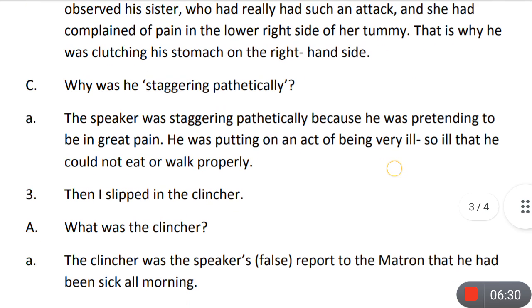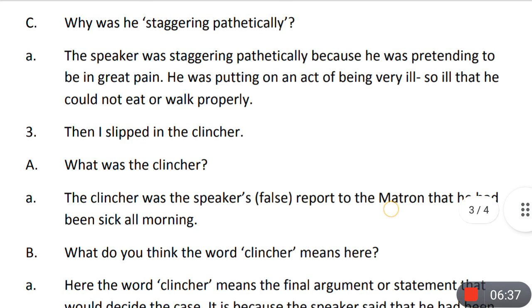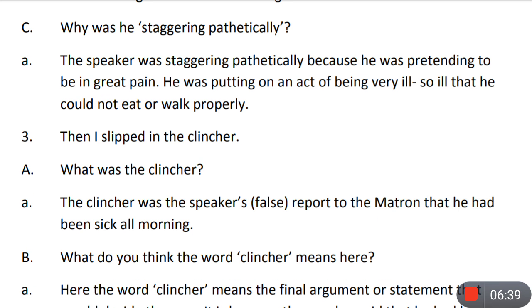Now we have a third question based on the above statement, question number C, and the question says, why was he staggering pathetically? Staggering means लड़खड़ा करके चलना. Answer, the speaker was staggering pathetically because he was pretending to be in great pain. He was putting on an act of being very ill, so ill that he could not eat or walk properly.